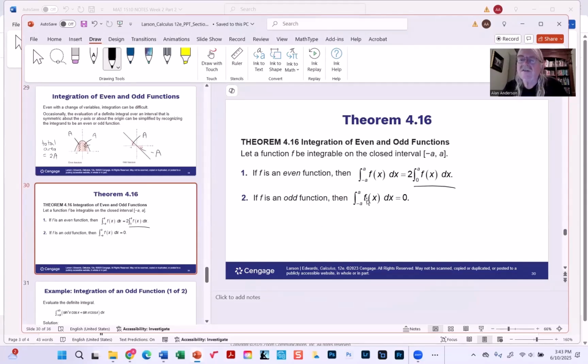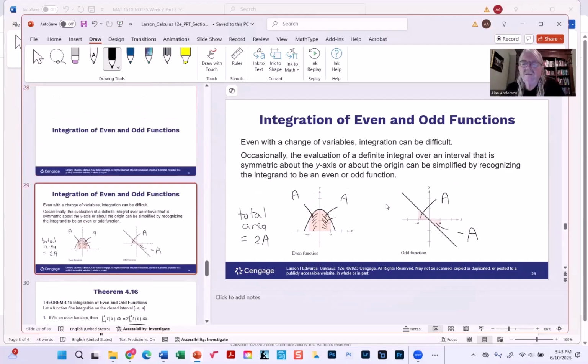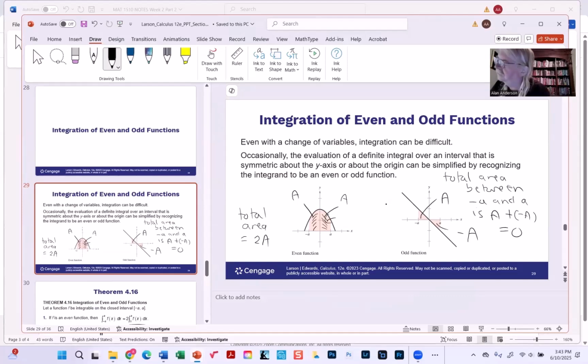This one, though, as we just discussed, because it's odd, some of the function will be above the horizontal axis and some below, and they're equal to each other. One is negative and one is positive. If we add them directly to each other, we have to end up with 0. So the total area between negative a and a is a plus negative a, which is 0. Okay, here are the total areas.